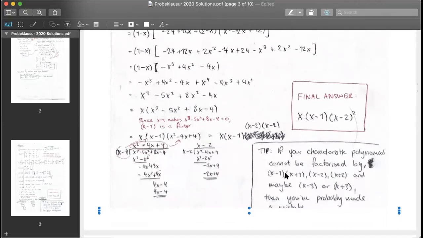If you can't factor it using 1, minus 1, 2, or minus 2, and sometimes 3 or minus 3, then you've probably done something wrong. Because usually x minus 2 is one of the factors, because they shouldn't make it more difficult than that. All right, so that's the answer, guys. And let's recap that. How do we get here?